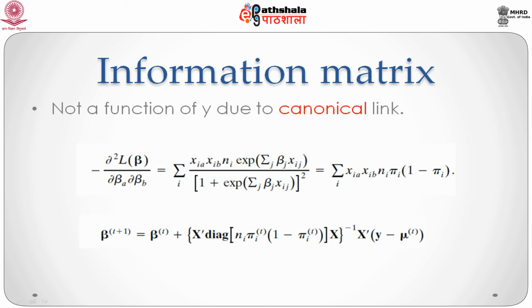In fact, minus del square L of beta over del beta del beta prime is given by summation of x i a x i b n i into pi I into 1 minus pi I. This means that the observed information and the expected information will be the same, and Newton-Raphson and Fisher scoring will lead to the same results. The last equation on this slide is the estimating equation for the IRLS algorithm applied to logistic regression.